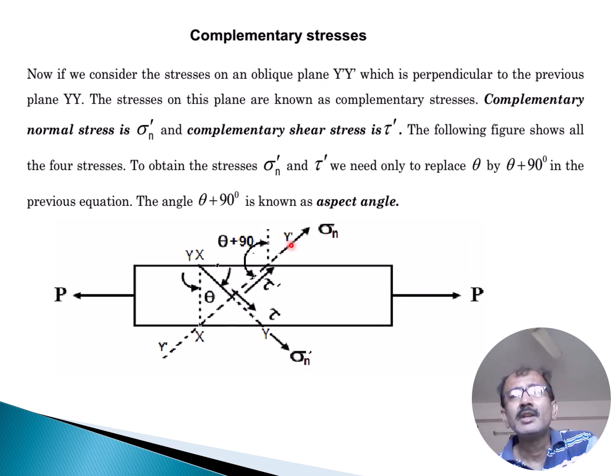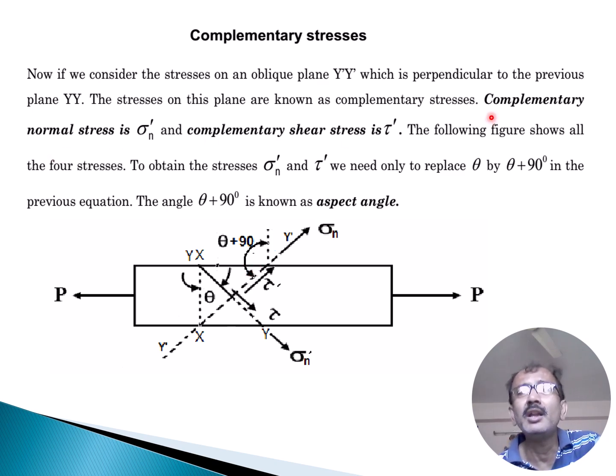YY plane. If you see the diagram, this is Y and this is Y, which is perpendicular to the previous plane YY. So this is YY and this is Y dash Y dash. This Y dash is perpendicular to YY. The stresses on this plane are known as complementary stresses. That means the stresses that exist on the plane perpendicular to the previous plane are called the complementary stresses.